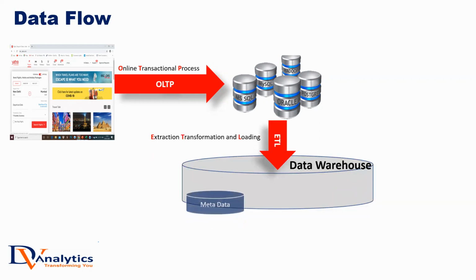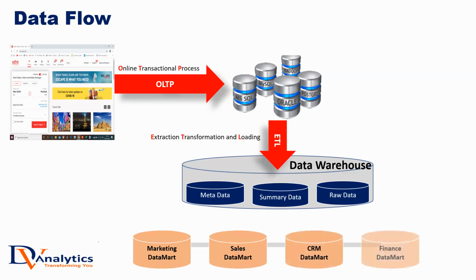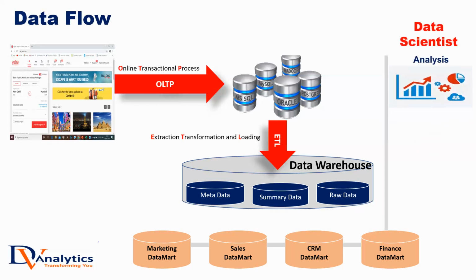In the data warehouse, you have different staging tables, from metadata to summary data to raw data. The data is stored into different data marts: marketing, sales, customer relationship management, or finance data mart. Now, this data is accessed by a data scientist towards analyzing data. What is happening? Why is it happening? When did it happen? How did it happen? It's all about data analysis.